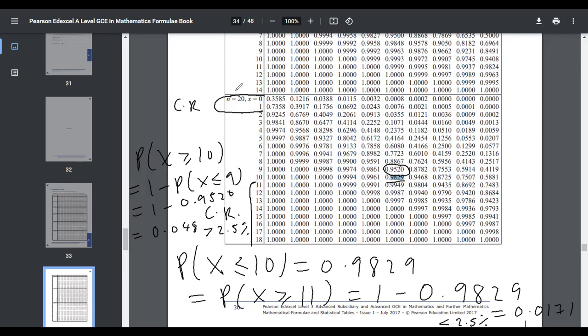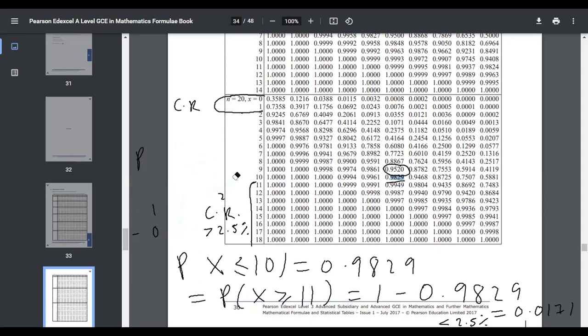So our critical region, I know I've made a bit of a mess of this, but I'm just going to rub this out because hopefully that will make sense. So 10 is not in the critical region because the probability that you get 10 or more successes in the upper tail is too big. It's bigger than 2.5%. I'm just going to rub this working out here.